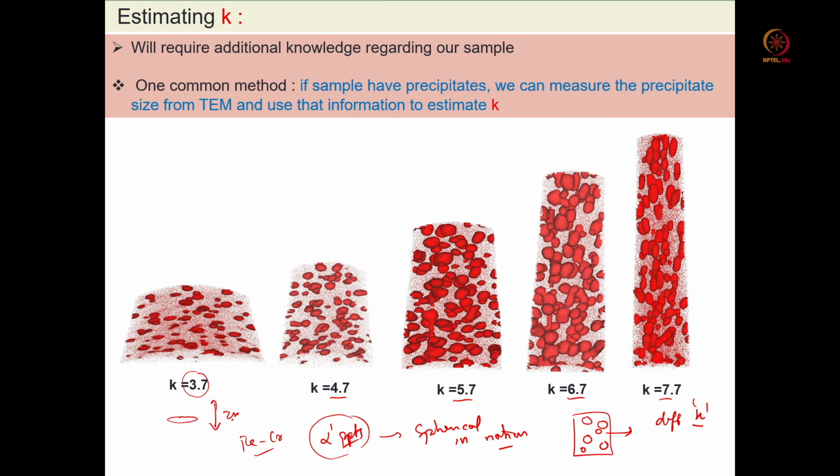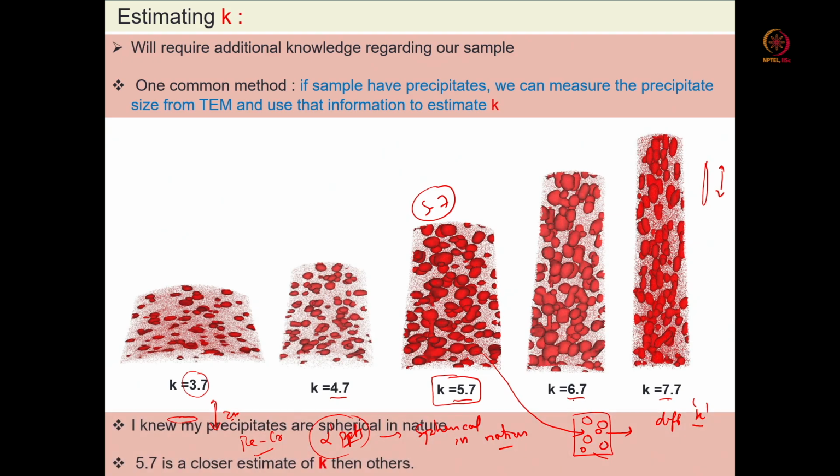Okay, but at 6.7 and 7.7 you can see that these are elongated along the z-axis. From the microscopy image, we know that these are spherical, so the K factor should not be as low as 3.7 and should not be as high as 7.7. With a K factor of 5.7, you can see that these precipitates appear spherical, which is nearest to the expected one. So this is how the K factor can be estimated. There are other methods to estimate the K factor that will come in a later class.